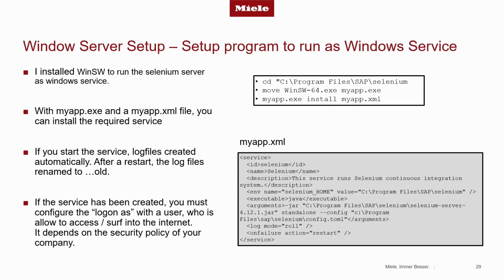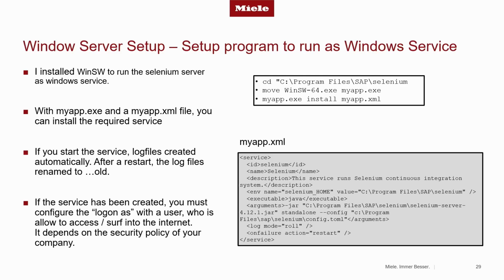There's nothing special. It's something how to deal with the application WinSV, which I download. It's a piece of software which you need there. Maybe there are other solutions how to create a Windows service which should run. And important is, I don't know if I write it down, the user which runs this service must be a user who is allowed to browse in the internet.